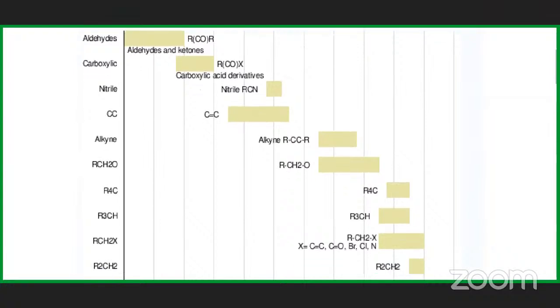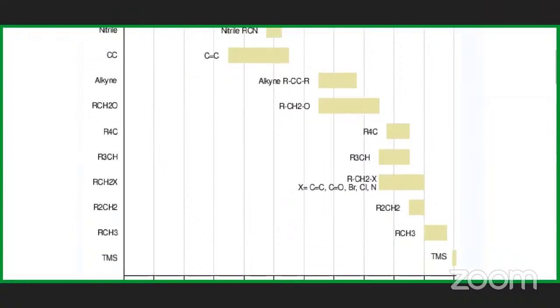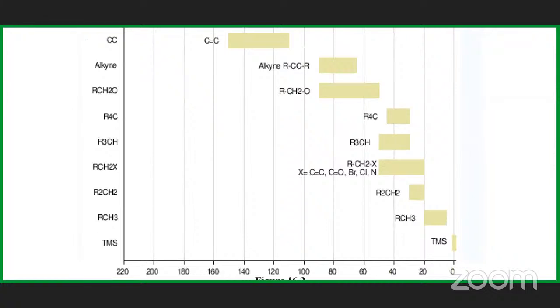And you see that primary carbons and secondary carbons have very low delta values. They fall in the upfield, or the shielded region, and the carbonyls fall in the downfield region.